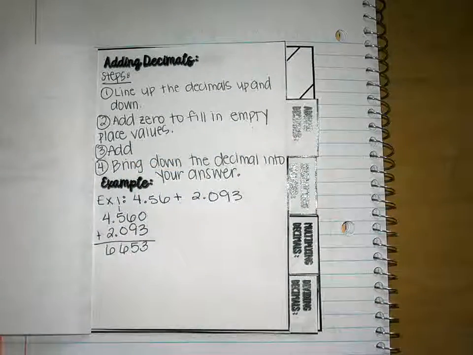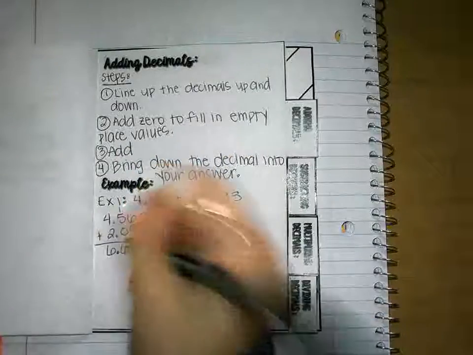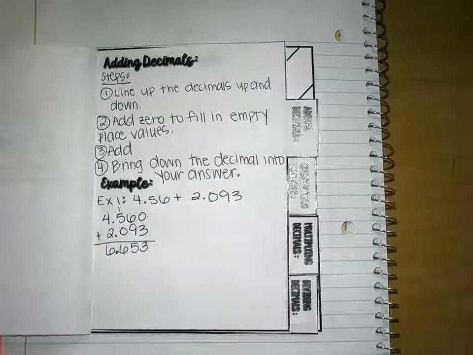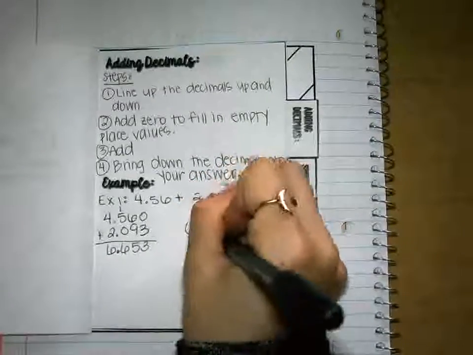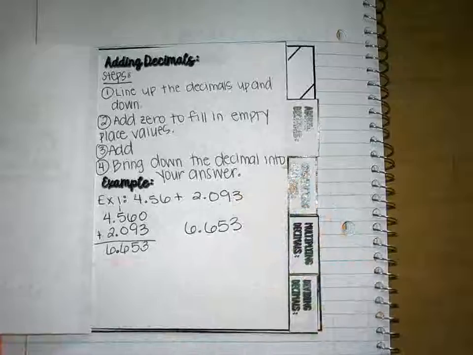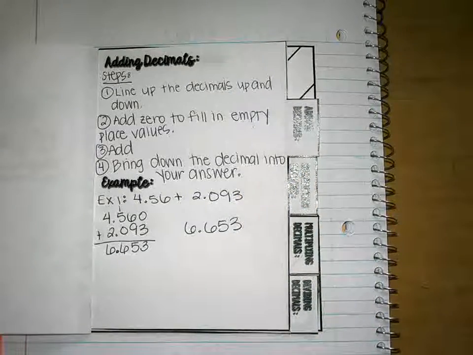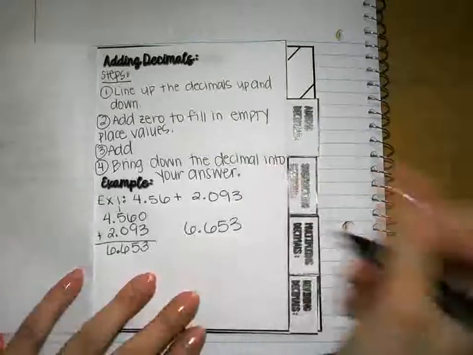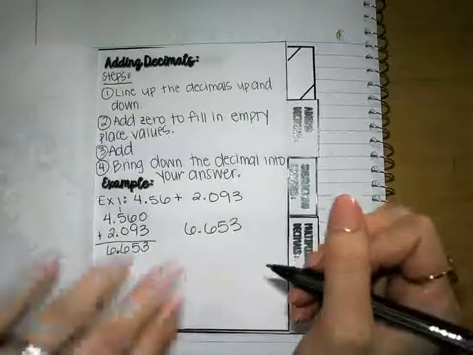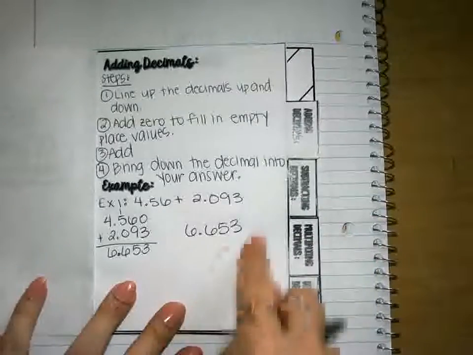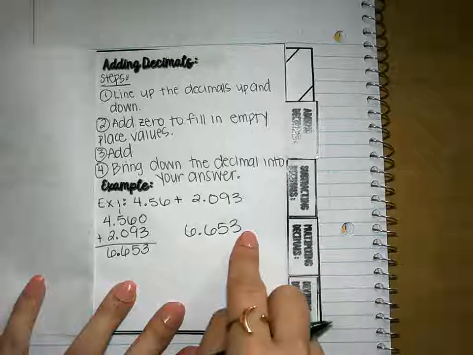And step 4 says to do what? Bring down your decimal. So what is my answer, everyone? 6.653. Now, how do we actually say that? 6 and what, Kaden? 653 thousandths. If you guys can get better at reading these numbers as decimals, it's going to only benefit you, I promise.